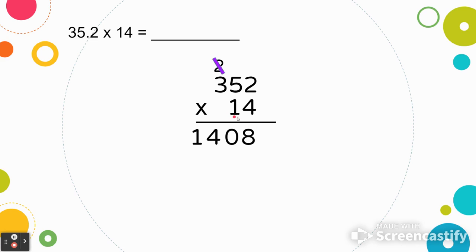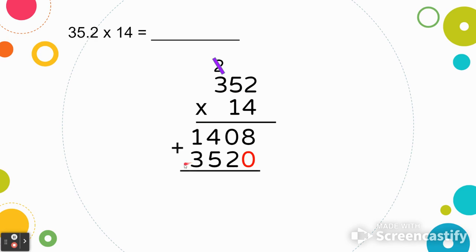Before we even start multiplying by the 1 in the tens place, let's put a 0 down here in the ones place so our answer will start in the tens place. 1 times 2 is 2. 1 times 5 is 5. And 1 times 3 is 3. So 352 times 10 is 3,520.